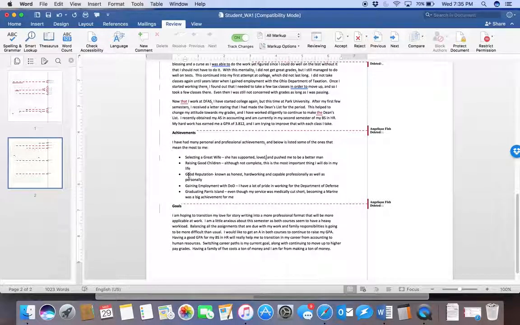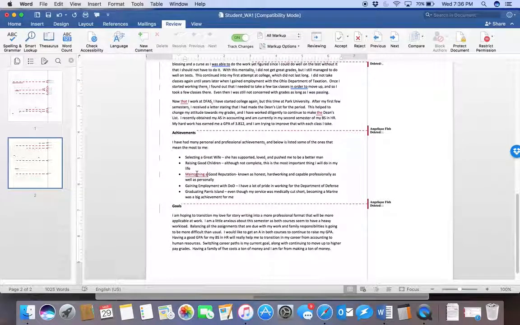Good reputation. Okay, so here's one thing. When you have a list of things, whether it's in a bulleted list or in a sentence, each item has to be in parallel format. So that means that each item has to have the same grammatical format. So for example, all of these except for this third one are in the same grammatical format. Selecting, raising, gaining, graduating. They're all verbs ending with ing. So let's say having, or even like, I don't know, maintaining a good reputation.